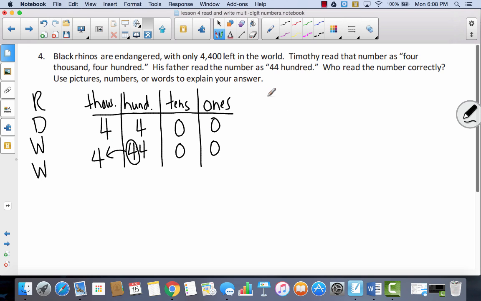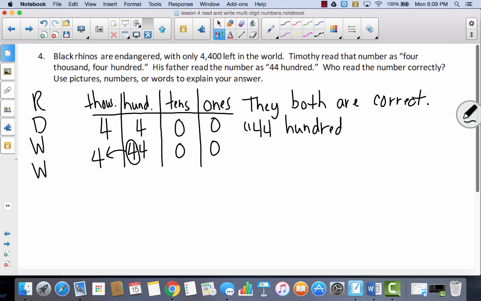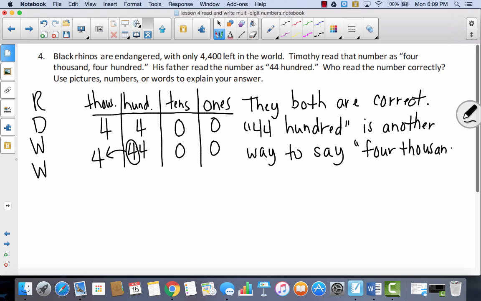So let's see how we could explain that using words. So I'm going to begin by saying they both are correct. 4,400 is another way to say 4,400.